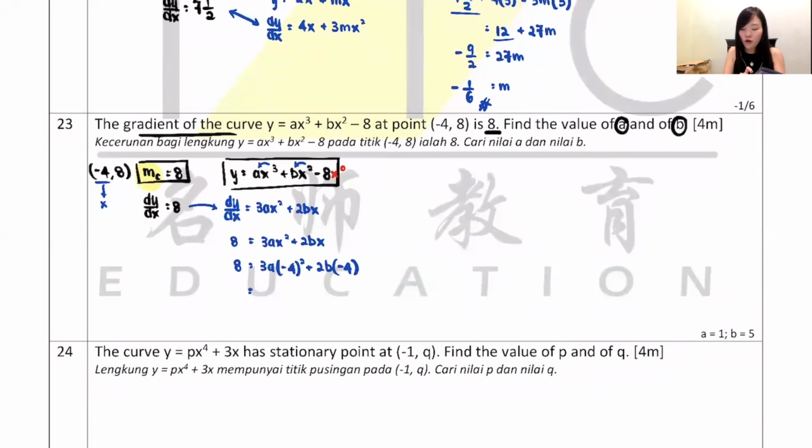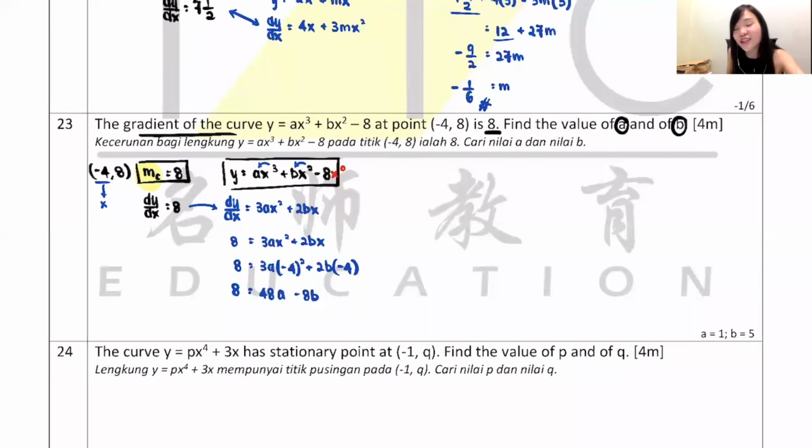So negative 4, if you square it times 3, isn't it positive 48? Then the back part, I will get negative 8b equals 8. Okay, guys, until here I don't want to continue to get the answer, but do you realize you have 2 unknowns? I already said at the start, when you want to find 2 unknowns, you should have 2 pieces of information. So I think this is just the first piece of information.